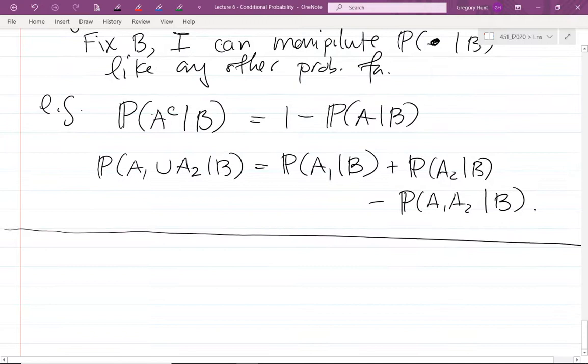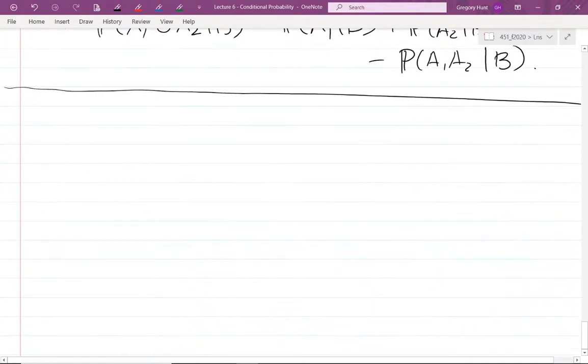Okay. So let's talk about some other theorems related to conditional probability. And these are just some nice ways of reorganizing that conditional probability formula. So, theorem. This is known as compound probability.